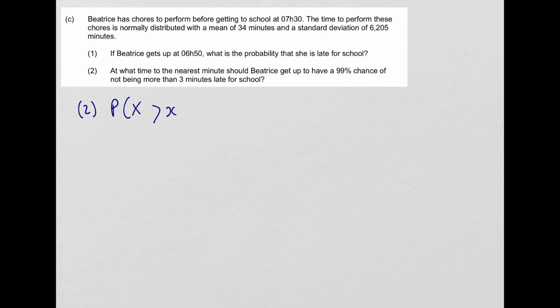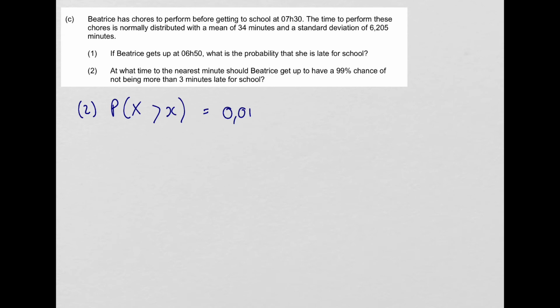Okay, and we're looking for values that are equal to 0.01. Because remember, we're looking for a 99% chance of not being more than 3 minutes late for school. So we're looking for that 1% chance that she would be more than 3 minutes late for school. And if you draw a diagram as well, then it makes sense why you have to use the 0.01. All right. Okay, so now what we're going to do is we have to find that 0.01.